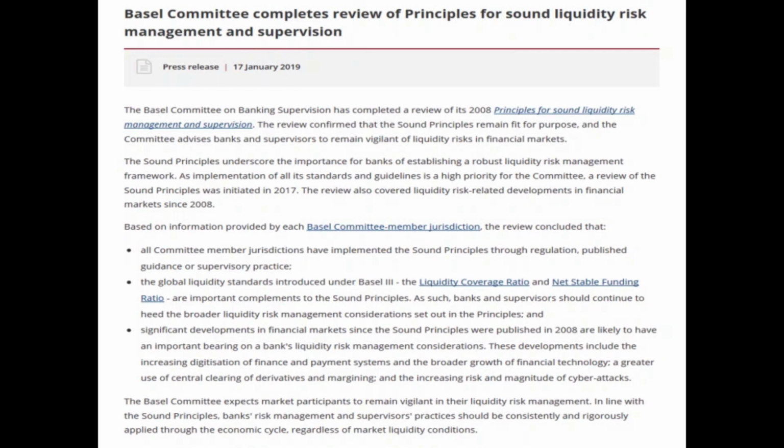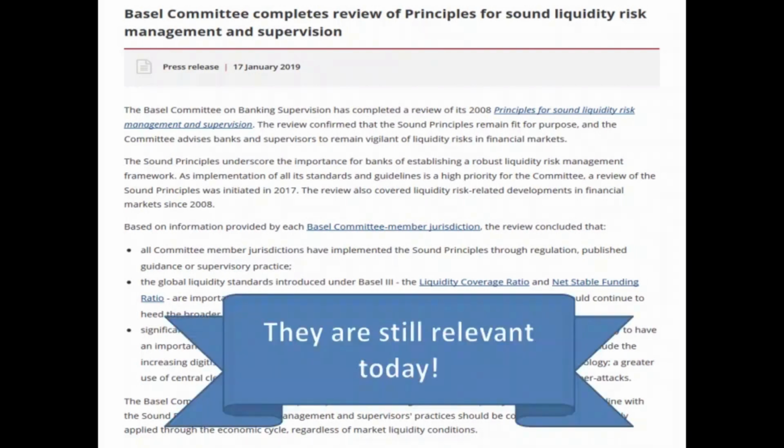Now, these principles were actually set out during the financial crisis of 2008, and they are still relevant today. Even in January 2019, the BIS conducted a review of the principles and announced that they're still relevant and don't need to be adjusted. Obviously, these principles have stood the test of time, but on top of these principles, as we'll cover later on, the Basel Committee introduced the liquidity coverage ratio and the net stable funding ratio in Basel III. But these principles remain relevant today.